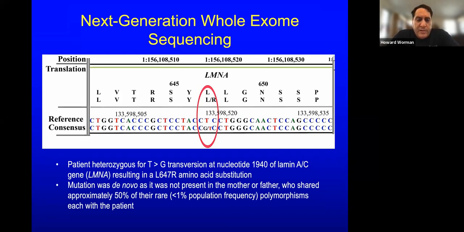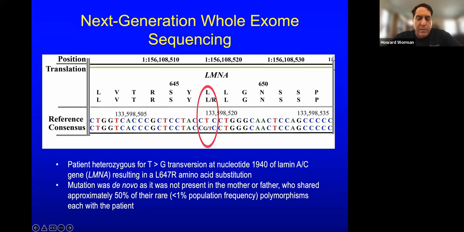So the patient was heterozygous for a T to G transversion at nucleotide 1940 in the Lamin A gene. And that resulted in an amino acid change, a leucine to arginine at residue 647. And the mutation was de novo, as it wasn't present in the mother or father. And we know they were the mother and father because they shared approximately half of their rare polymorphisms with the patient. So this looked like a spontaneous mutation in the LMNA gene.